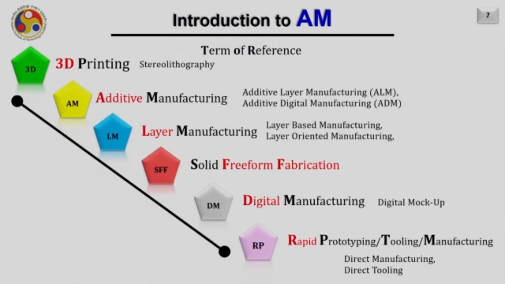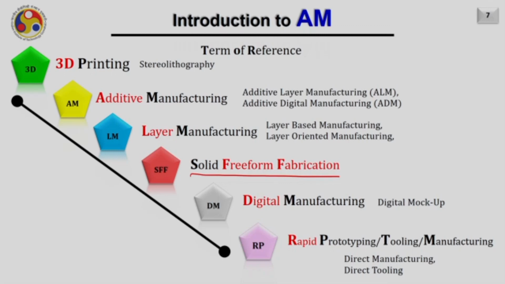Now let us discuss the other term, solid freeform fabrication. Basically, freeform structures are those structures that are not standard. And as you have seen just now, this technology is extremely good at realizing geometries that are complicated in nature, and hence it is very much suitable for realizing freeform surfaces also. That is why this technology is sometimes called solid freeform fabrication.